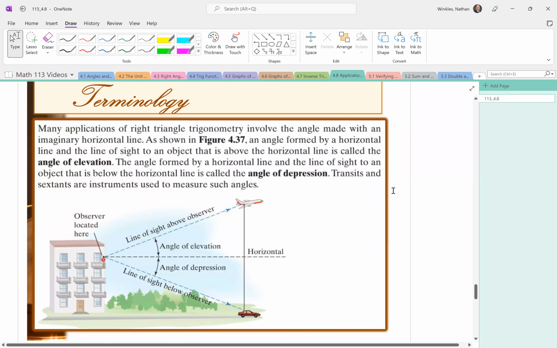So in a lot of applications, we've seen this before with our angle of elevation and angle of depression. So now we're just going to actually use this, because our angle of elevation just means that we're looking up. Angle of depression means that we're looking down from a straight line if we look straight out.